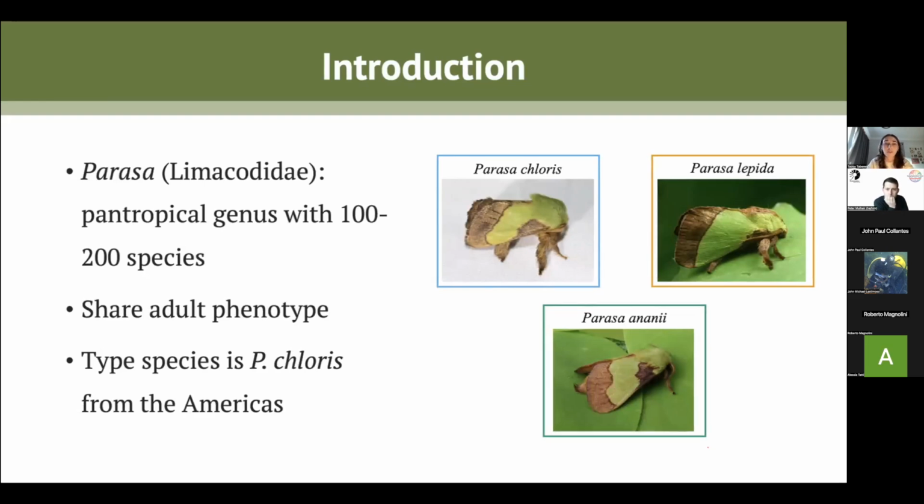Throughout, I'll be referring to these 3 main tropical regions. As you can see, they share the same phenotype of brown and green banding on the forewings. It's really important to note here that the type species of the genus is Parasa chloris, which is found from North and Central America, as this has taxonomic implications should the genus require major revision.